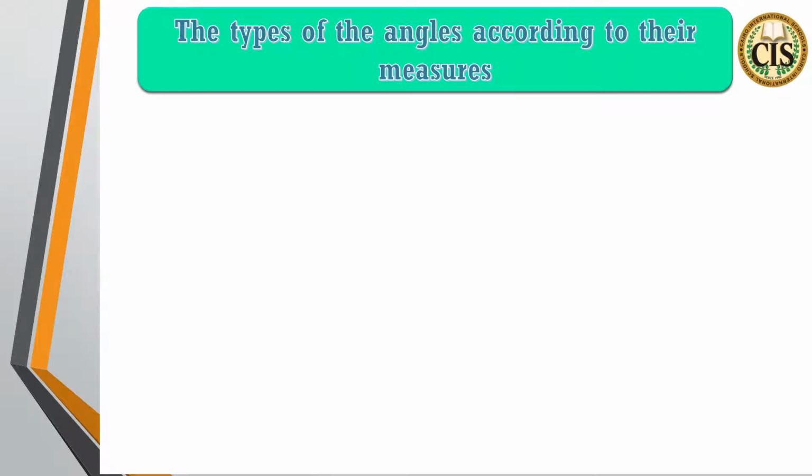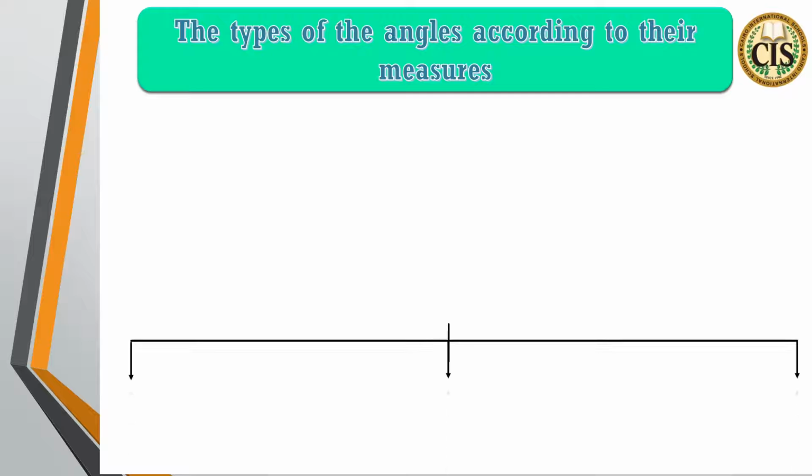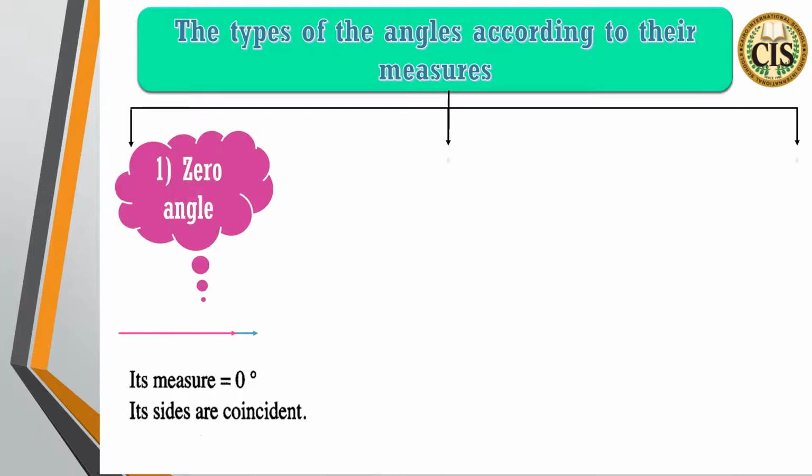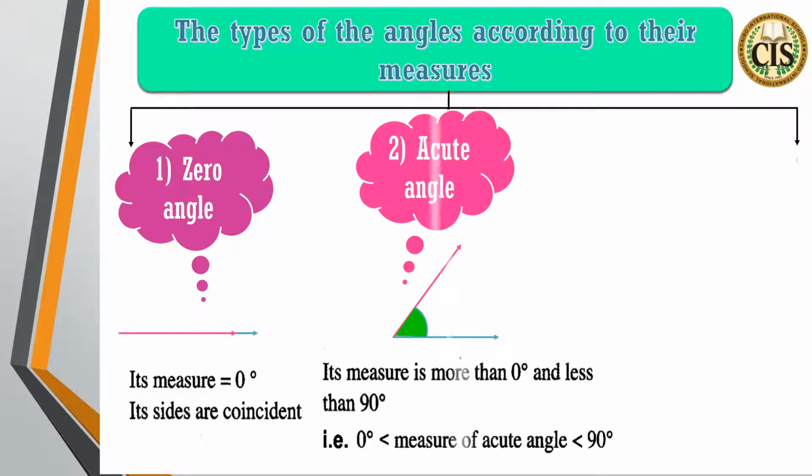Okay, now the types of the angles according to their measures. Number 1, zero angle. Its measure equals 0 degrees. Its sides are coincident. Number 2, acute angle. Its measure is more than 0 degrees and less than 90 degrees. And we can write it as the measure of an acute angle is more than 0 degrees and less than 90 degrees.